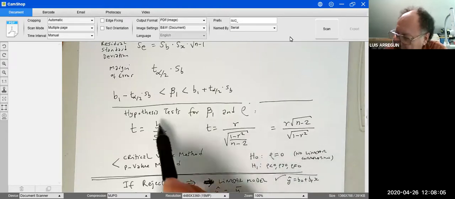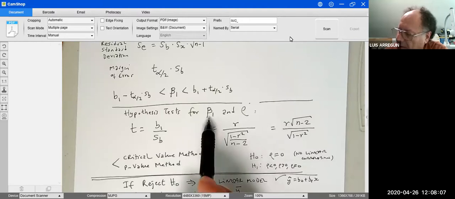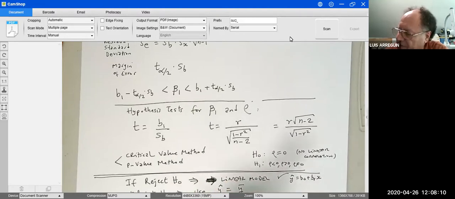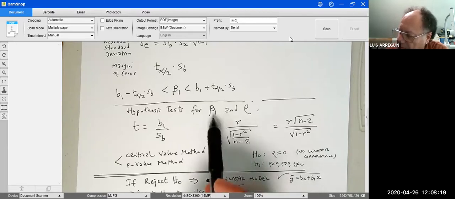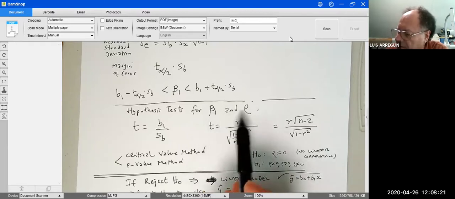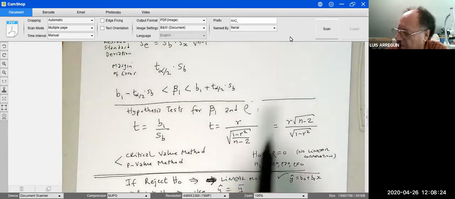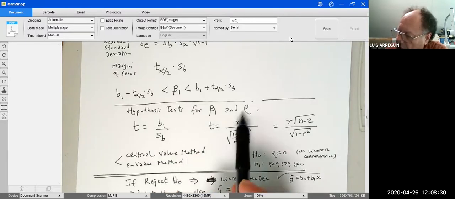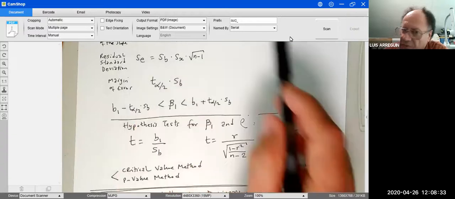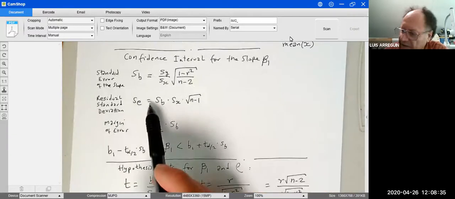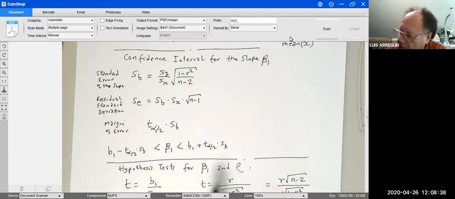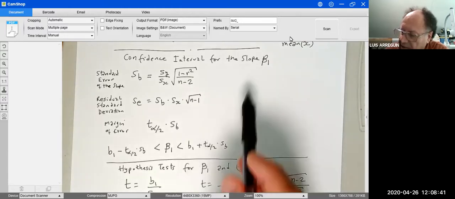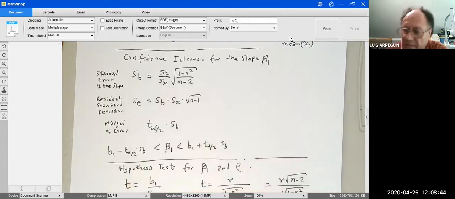So the test is the same for beta 1 and rho. The result is going to be the same. If you reject the null for the linear correlation coefficient, you reject the null for the slope. So if you test beta 1, it's like testing rho. If you test rho, it's like testing beta 1. And that's the reason I'm giving you the two formulas, because sometimes you want to test rho, and you don't need to compute anything about the slope. You don't need to compute this section if you want to test only rho. If you want to test beta 1, which is the slope, then you need this section. So it's going to depend on the problem that you're going to solve.